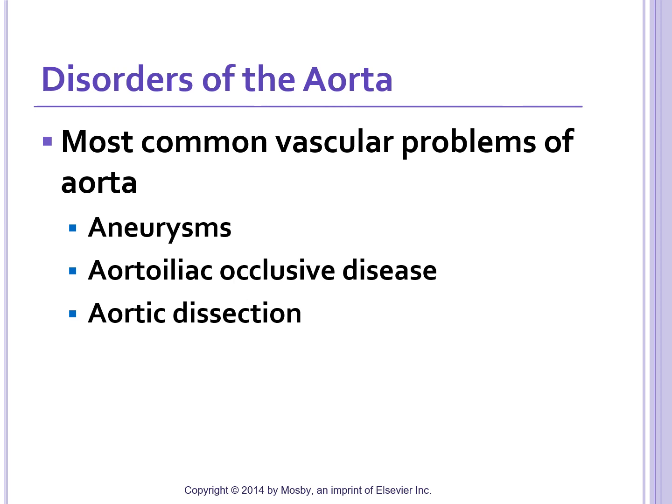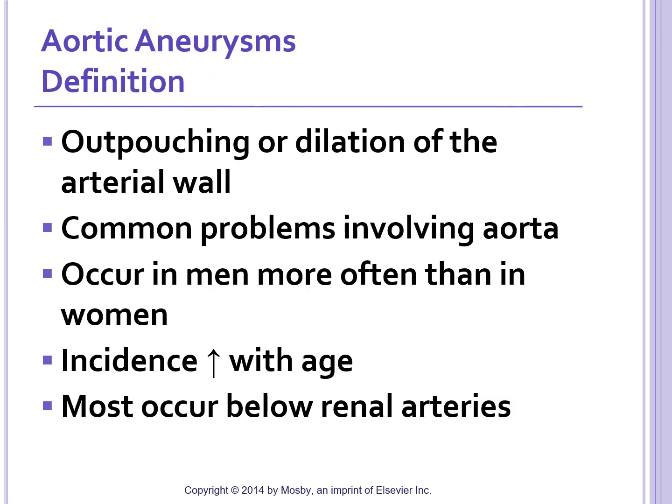All right, so the most common vascular problems of the aorta are aneurysms, aortoiliac occlusive disease, which we went over in the PAD PowerPoint slides, and then aortic dissection. So these PowerPoints will talk about aortic aneurysms and aortic dissection. So an aneurysm is a permanent outpouching or dilation of a vessel wall. The aorta is the most common artery for aneurysms, but it can occur in other arteries.